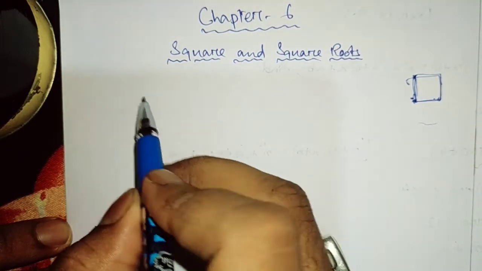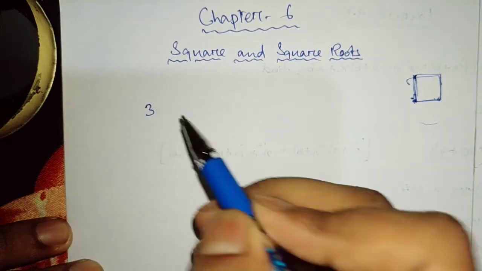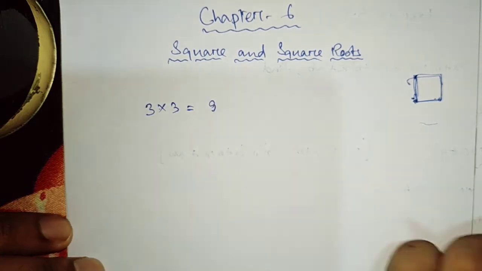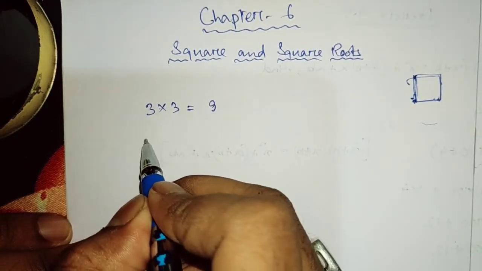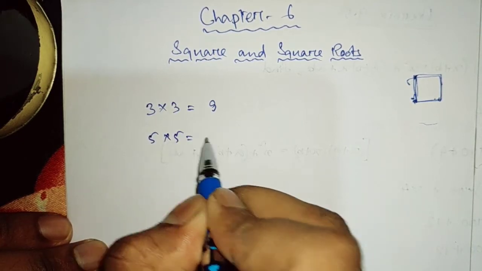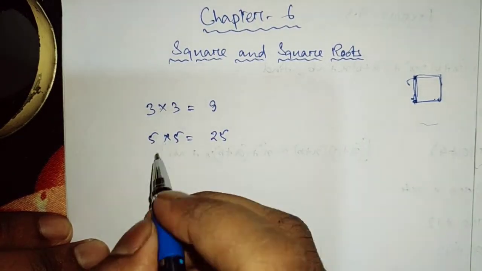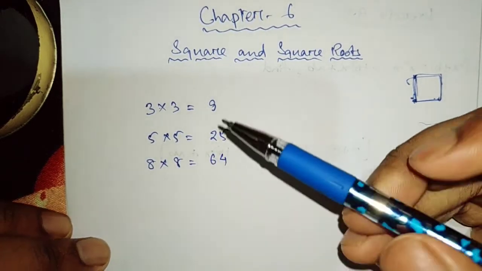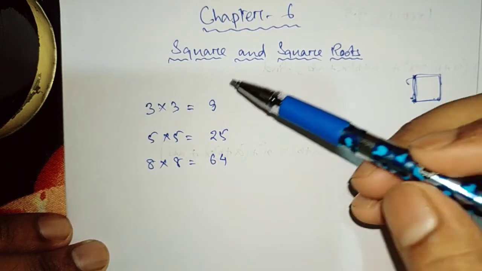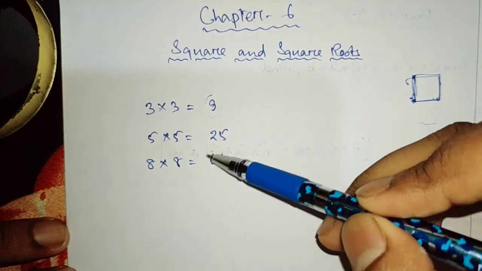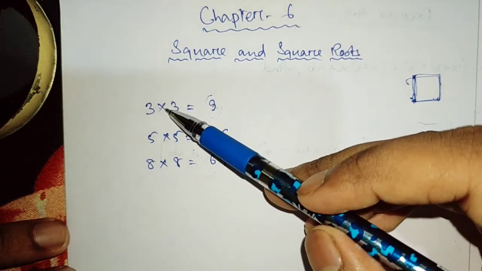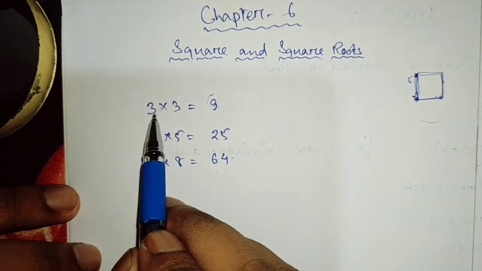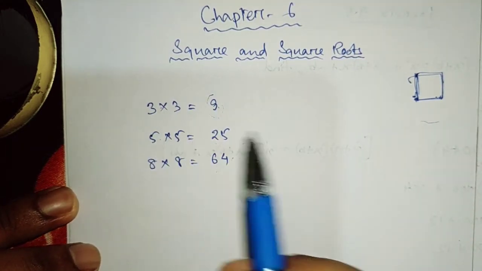Like if we have a natural number, say 3. If you multiply 3 with itself, what do we get? We get 9. If you take another number, say 5, multiply 5 by itself, we get 25. If you take 8 multiplied with itself, we get 64. These numbers 9, 25, 64 are actually called the squares of that particular natural number. Say here square of 3 is 9, square of 5 is 25.